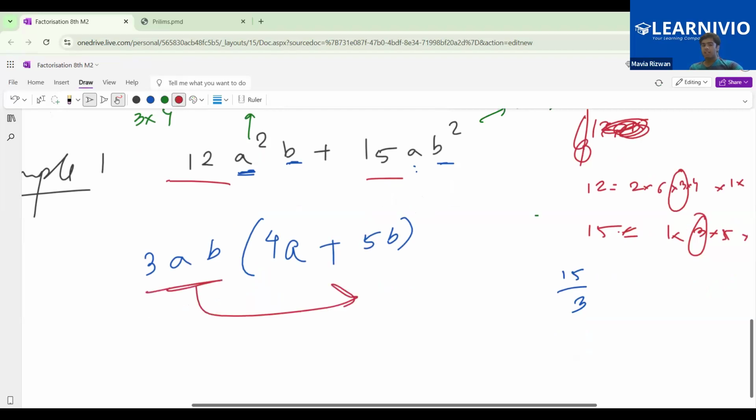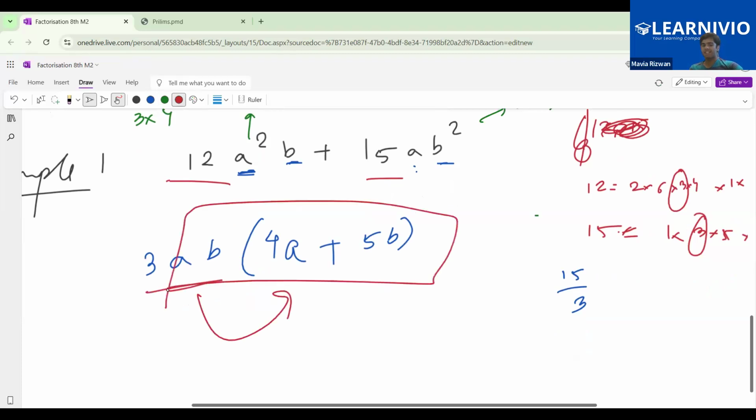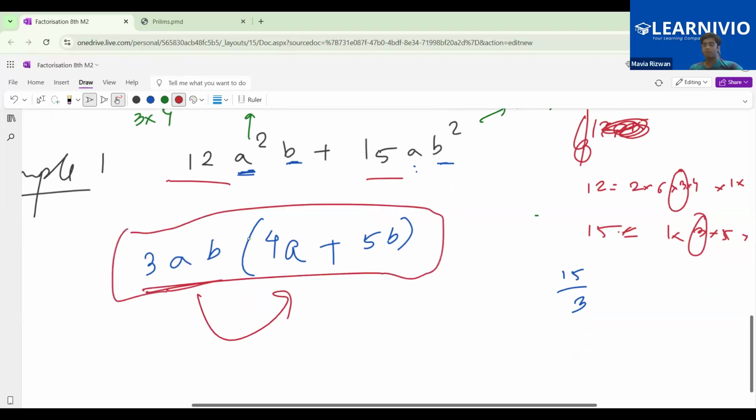See, this is just the opposite of what you did in algebraic expressions. Guys, you'll be so shocked to see this. In algebraic expressions, you were given these types of questions. You were asked to multiply this. 3ab you used to multiply by this 4a, then 3ab with 5b. Now you are given this, you have to find this. Is this clear, guys?